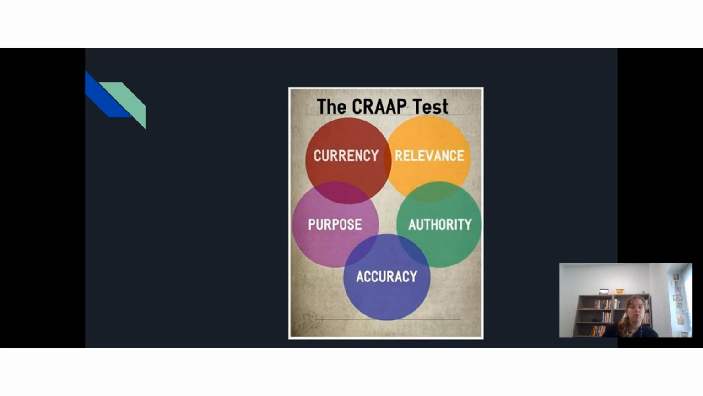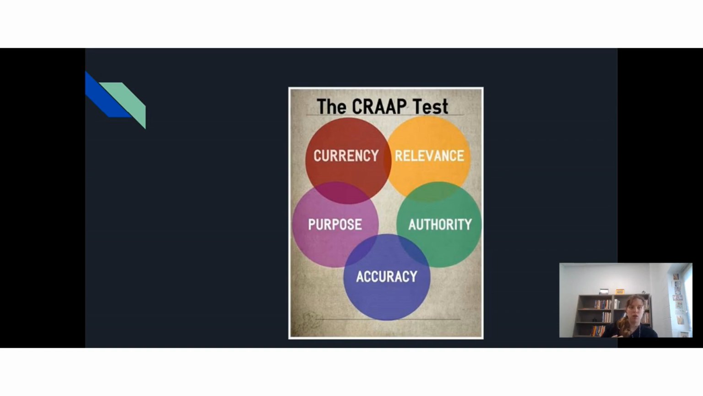Then we have relevance. We want secondary sources that are on the topic we're looking at. So if we're looking at the American Revolution, we want all of our sources to be on the American Revolution. We don't want our sources on World War II. That's a completely different topic. So relevance is literally, are our sources on the topic we're looking for? We don't want to be looking at apples and oranges, basically.